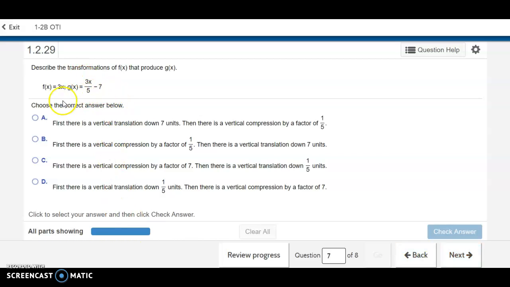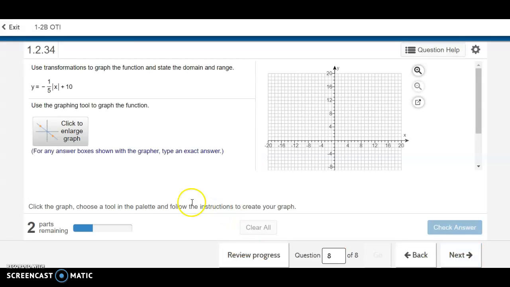This is describing the transformations. This is the original function. What have they done here? What is this dividing by 5 or multiplying it by 1/5? What's that going to do? What's minusing a 7 at the end of it going to do? Those are your things that we've talked about for a couple days now.